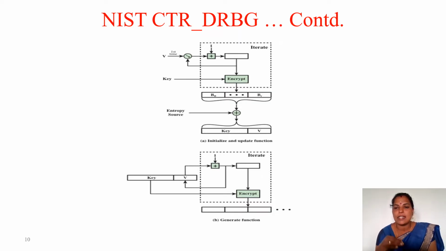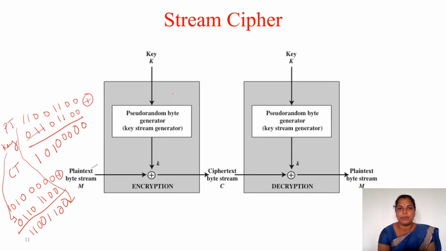Once we have initialized the values and updated the function, then we have to generate the function in order to produce a pseudo random number. Here, the initialized key and V value are given. This V is a counter value, so it is incrementing and iteration is happening here. Then we are performing the encryption process and generating the pseudo random number using this NIST CTR deterministic random bit generator. Mainly this NIST CTR DRBG is used in hardware, that is Intel processor chips and others, to generate a pseudo random number.